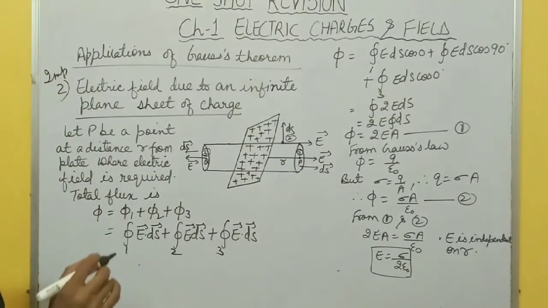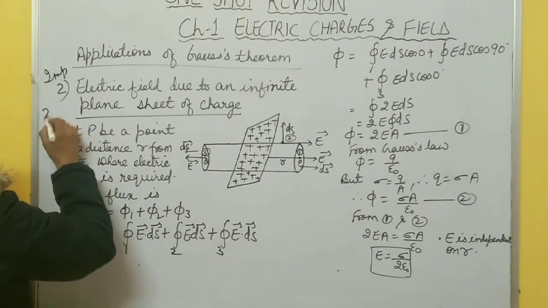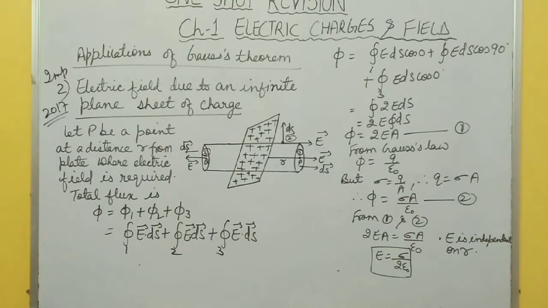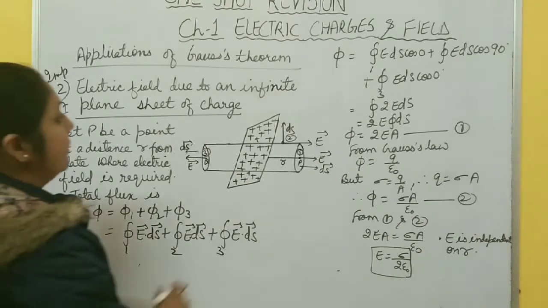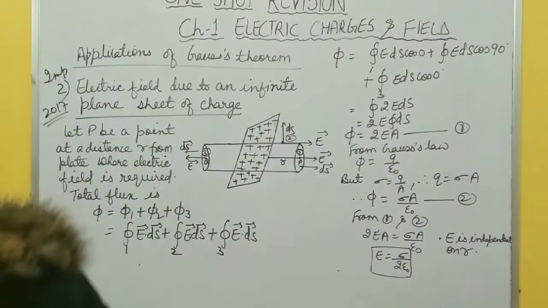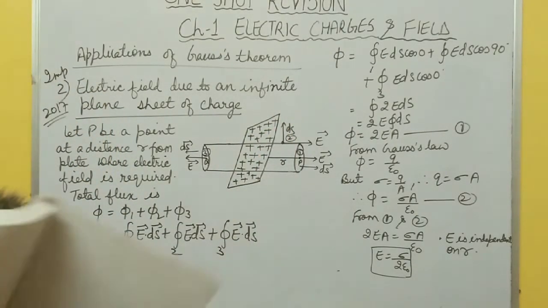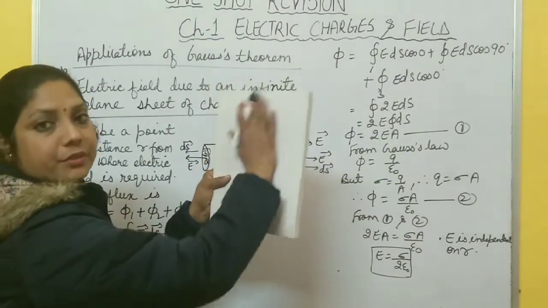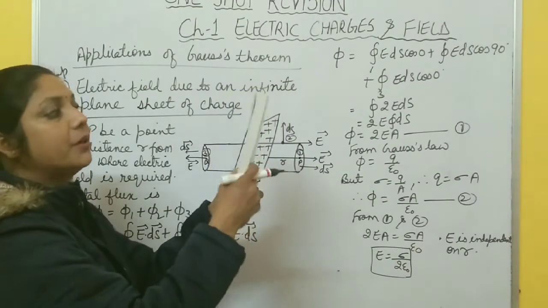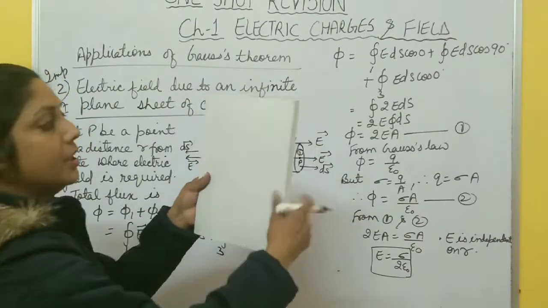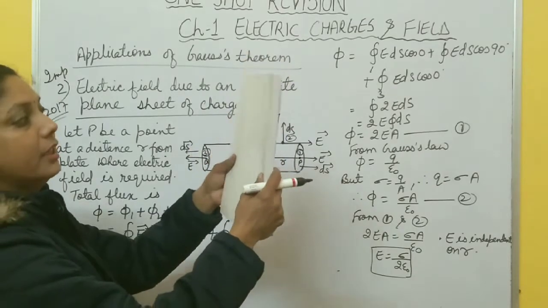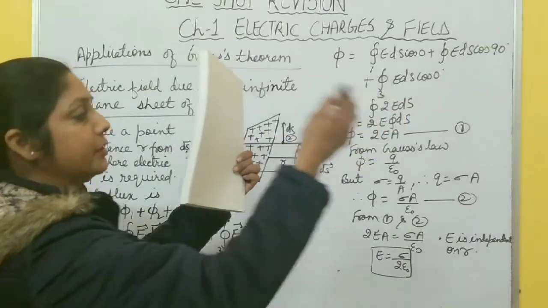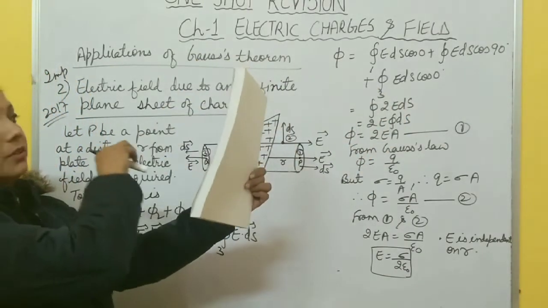I think it came in 2017. Okay, so this question is also very important, right? Yes, 2017. Here there is an infinite plane sheet of charge like this one. Suppose this is a plane sheet and charge is uniformly distributed over this sheet. Now you have to determine the total electric field due to this plane sheet. The sheet is positively charged, so the electric field is away from the positive charge, on this side and also on this side.